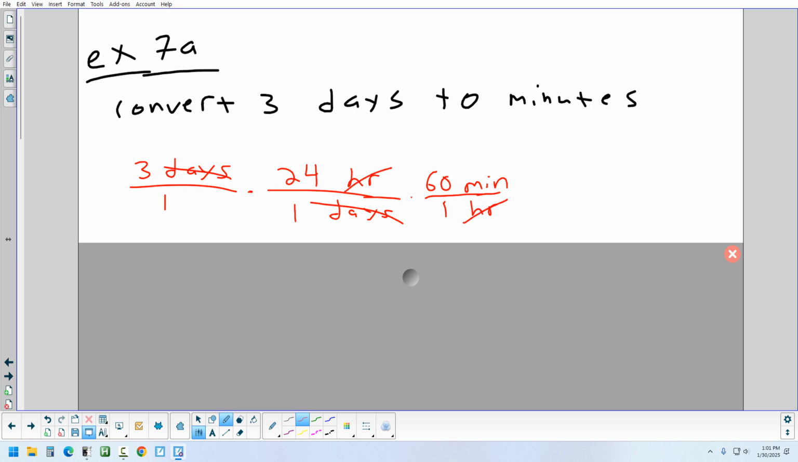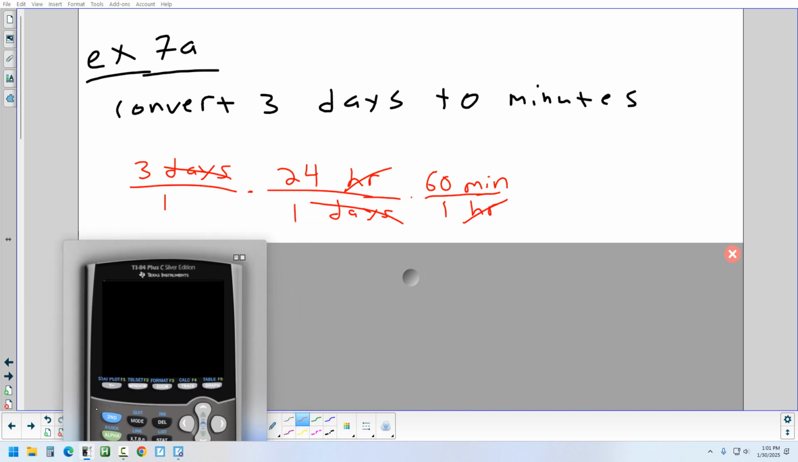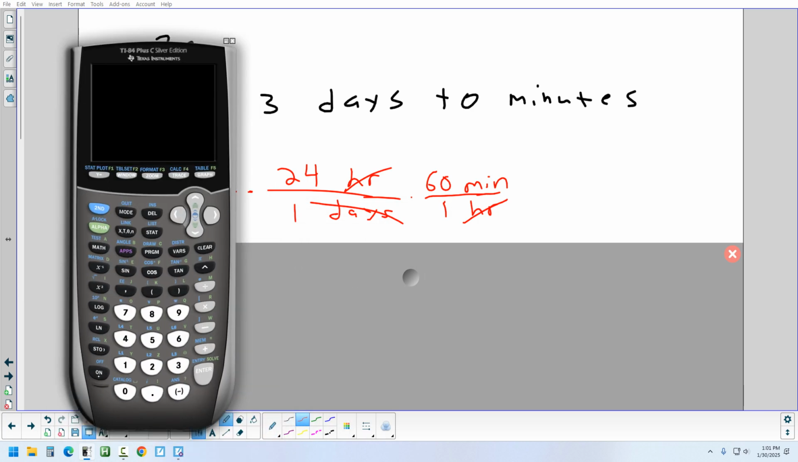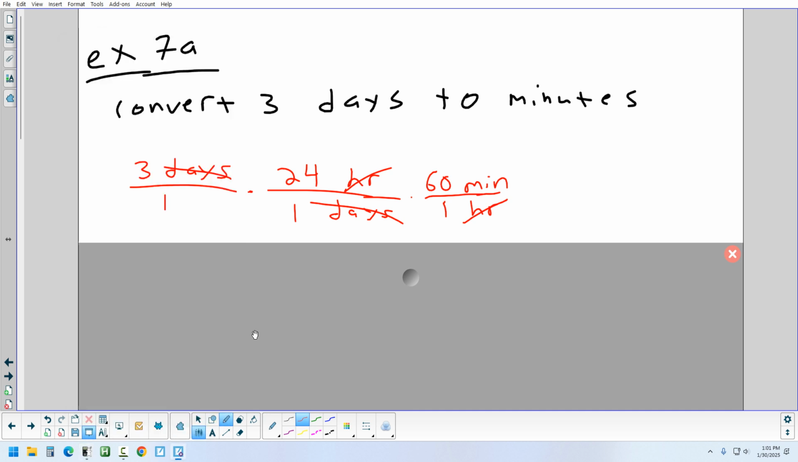Okay. What's the only unit that's left? Minutes. Okay. This time, we don't have any numbers in the denominator, so we don't have to worry about dividing. It's all ones. 3 times 24 times 60. So in 3 days, there's 4,320 minutes.